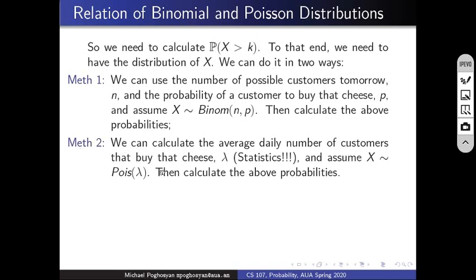Another method, method number 2, is the following. We can calculate the average daily number of customers that buy the cheese, that lambda. We can do this by statistics, of course. And we can assume that the number of customers follows Poisson distribution with that lambda, and then calculate these probabilities. This second approach is what people are usually doing. So hope the difference in modeling was clear, and the advantage of Poisson distribution in different cases was clear.